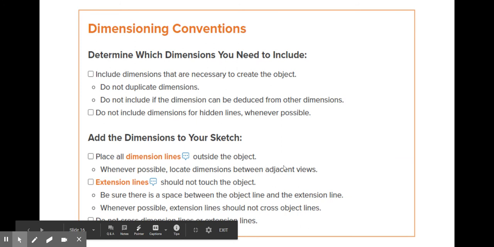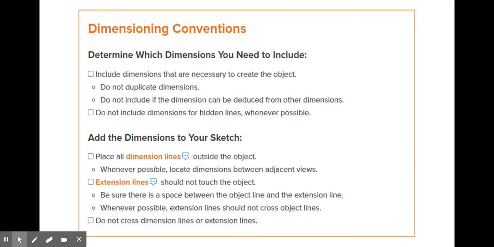And that really is it in a nutshell. These are the dimensioning conventions or rules that we have. First thing you need to do is determine what dimensions you need to include. Make sure that they are necessary, they're not duplicate, and make sure that we don't dimension hidden lines. What we do want to add to our sketch is dimension lines outside of the box. They should be, when possible, in between views or in between drawings.